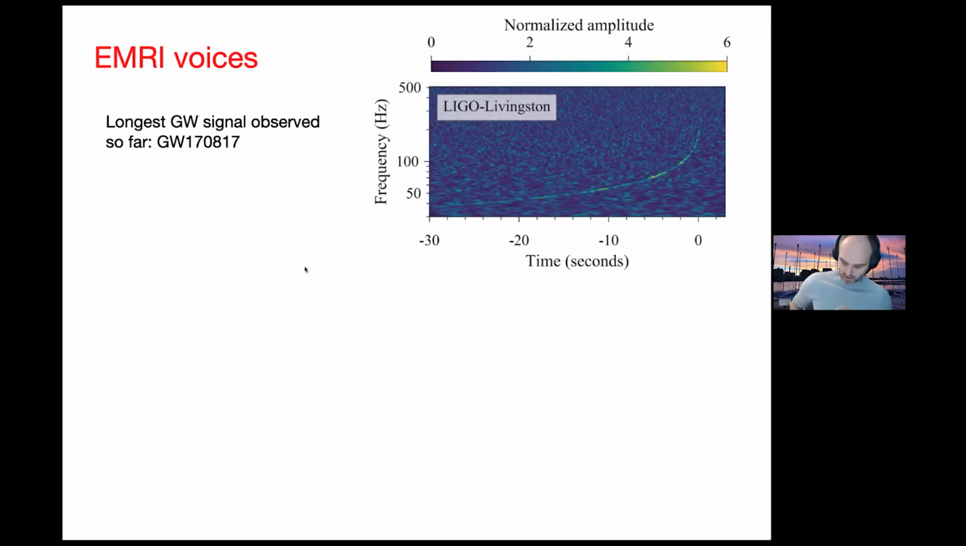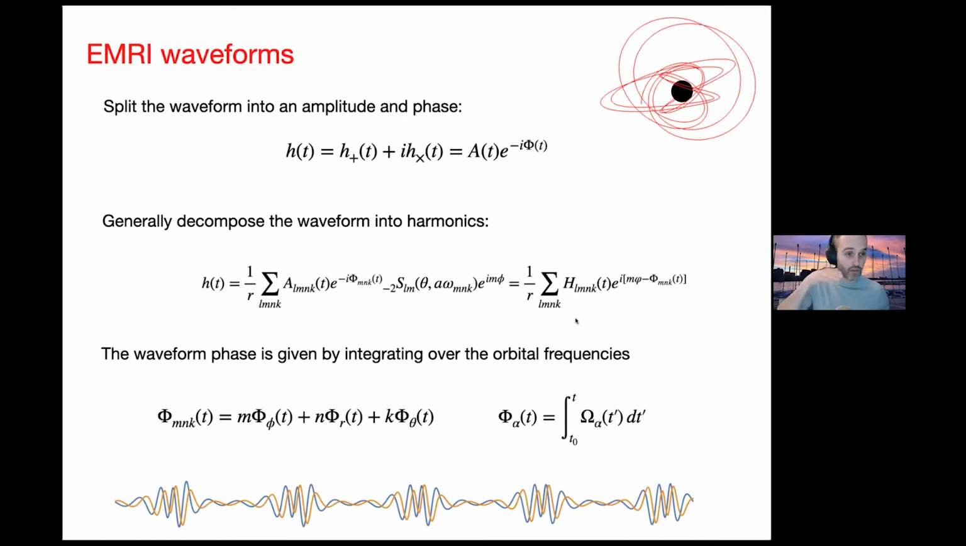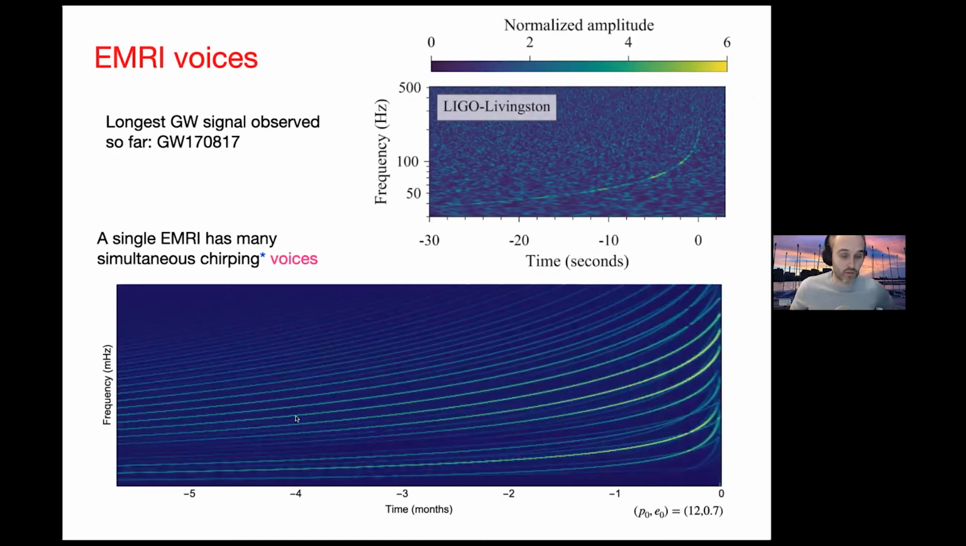For EMRIs, you have a great many harmonics, and each one of them looks somewhat like a chirping signal. They're not exactly the same. I'll highlight some key differences in a little bit. But if you actually look at the time-frequency diagram for an EMRI, here, of course, just a simulation, what you have is basically a system of chirping voices, which are the harmonics of the waveform. Each one of these looks individually kind of like a chirping binary, but there are many hundreds or even thousands of them that you might be able to detect for each individual source. So it just shows you the additional complexity you might get with EMRIs.